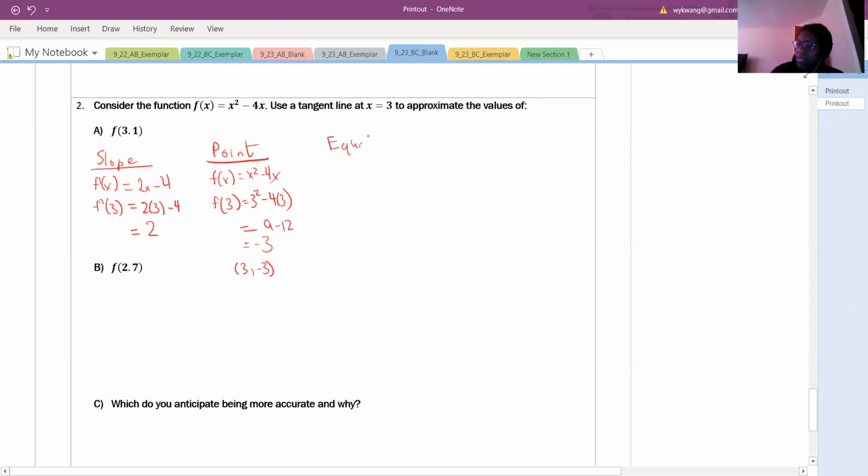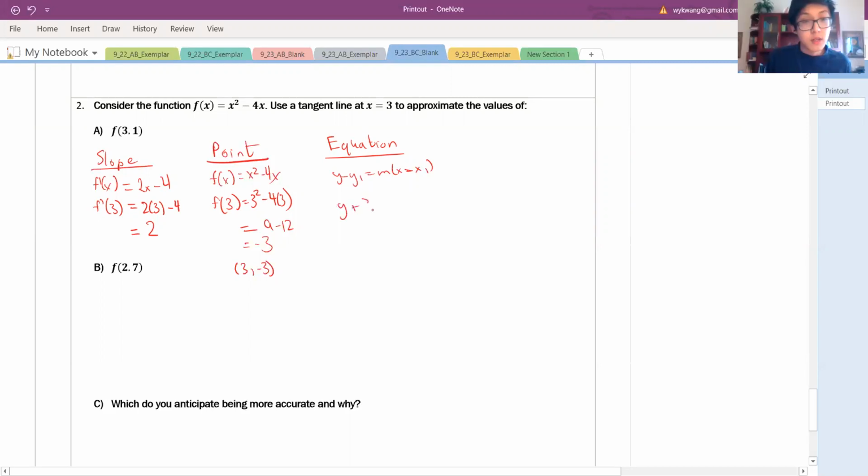I said it's y plus 3. Yep, awesome. So y plus 3, because it's y minus y1. So y minus -3, we're going to get a +3. Great. Equals 2x, or 2 parentheses x minus 3. Yep, awesome. So this is our equation.